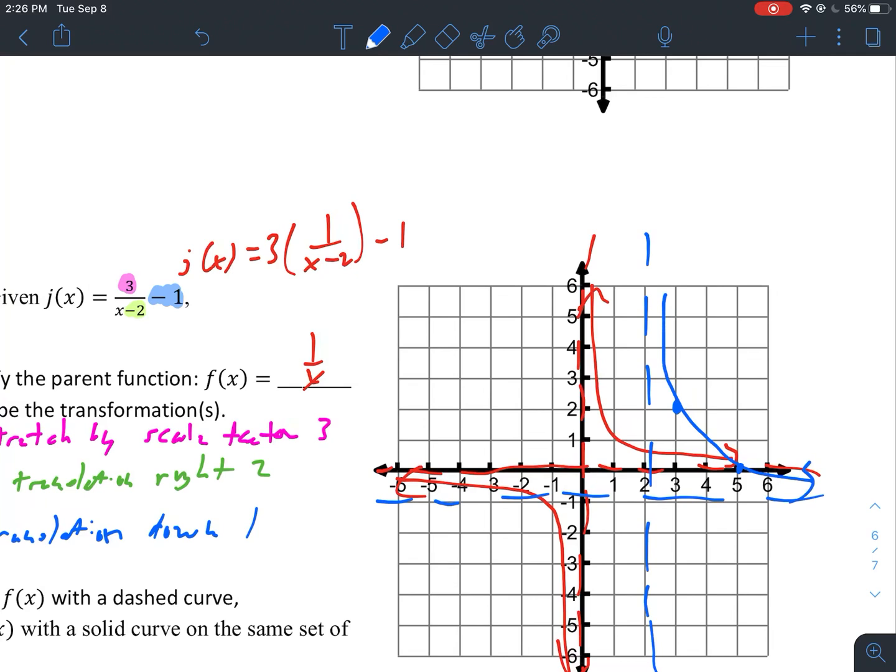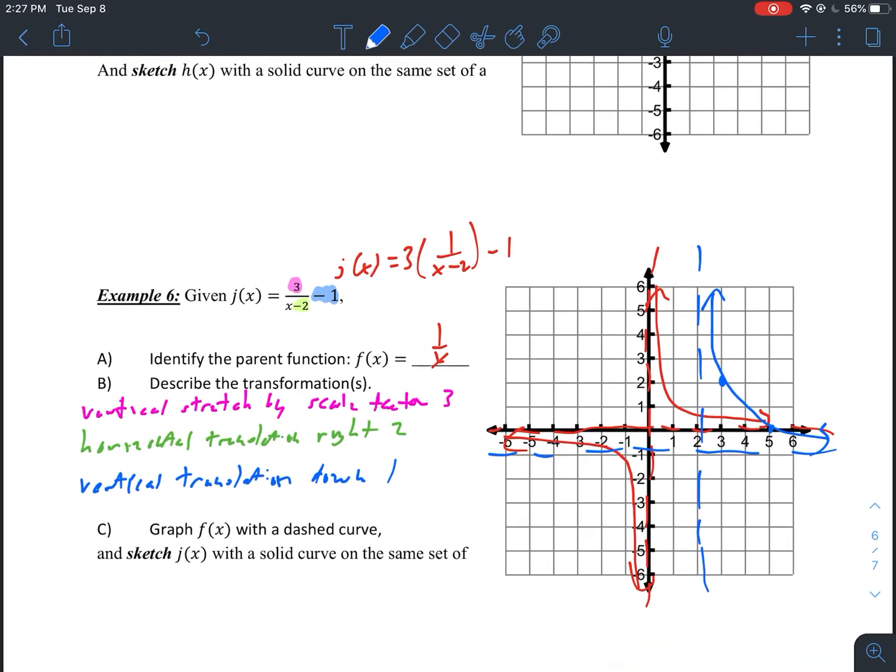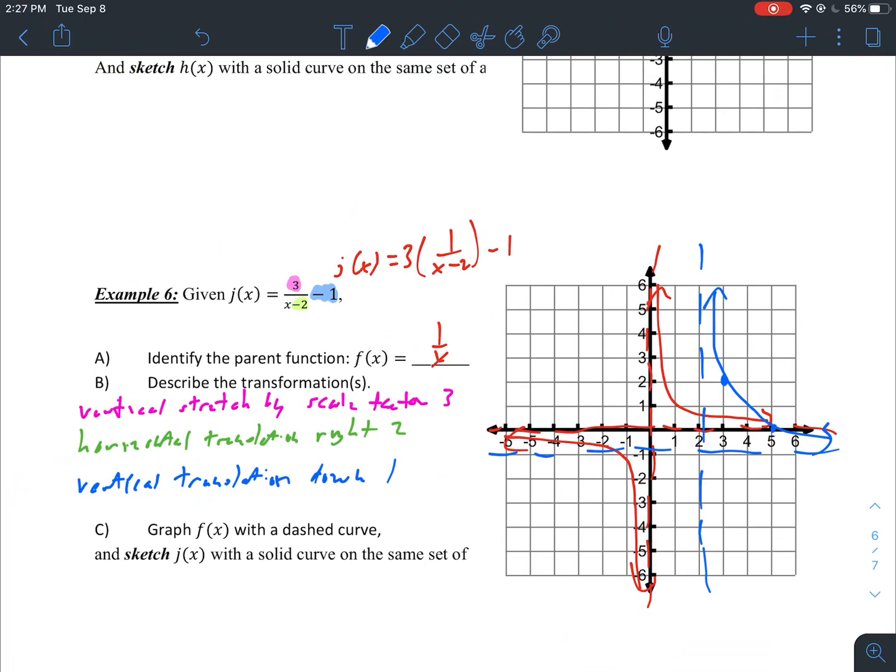And you can just keep picking more and more points until you know what it looks like. That should be enough for that side. Now go to the other side. Maybe put 1 in for x, or 0 or negative 1, until you have a good grasp of what this would look like. If I was to put 1 in for that, I would get 3 over negative 1 minus 1, which is negative 4. And if I was to put, let's say, negative 1 in, I would get 3 over negative 3 minus 1, which is negative 2. And again, I have a pretty good grasp of what this graph looks like now.